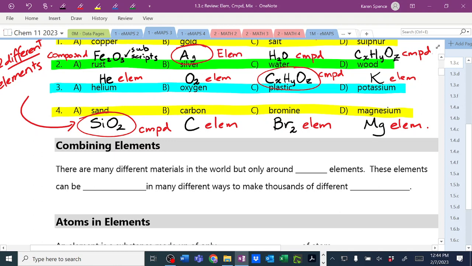There are many different materials in this world, but if we go to a very, very round number, there's only around 100 different elements. The number is actually closer to 120, but 100's close enough, all right? It's a nice round number. These elements can be combined in many different ways in order to make thousands or even millions of different compounds.